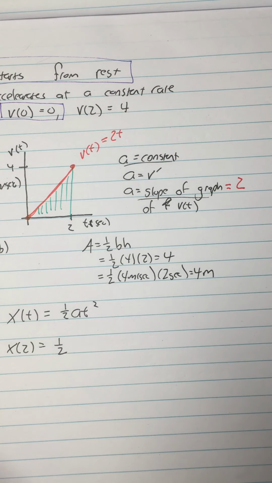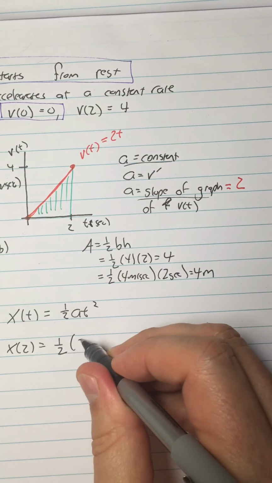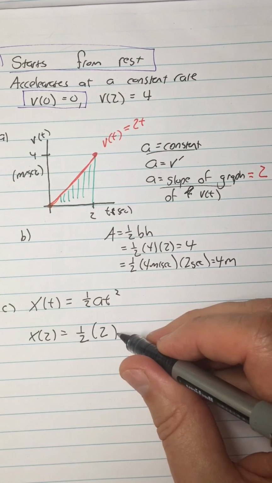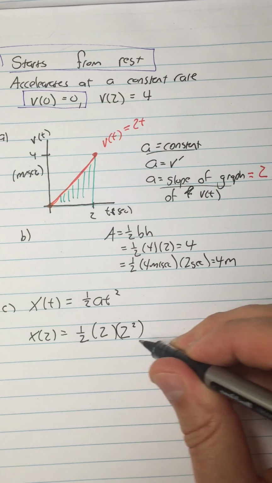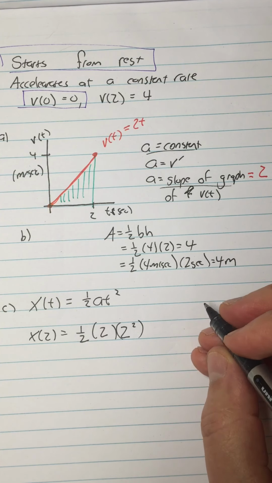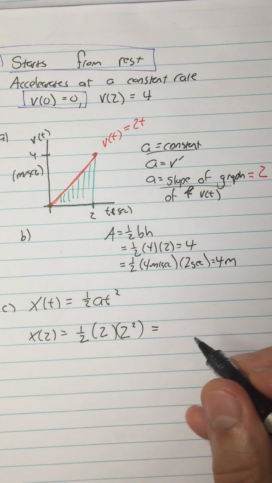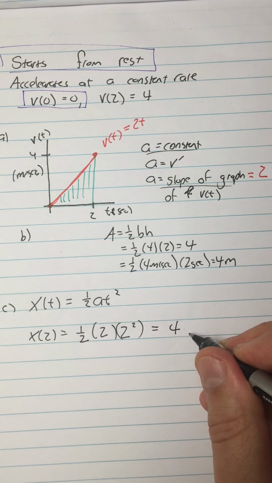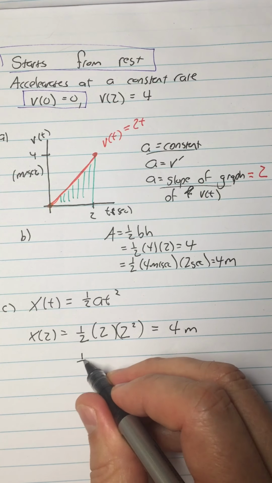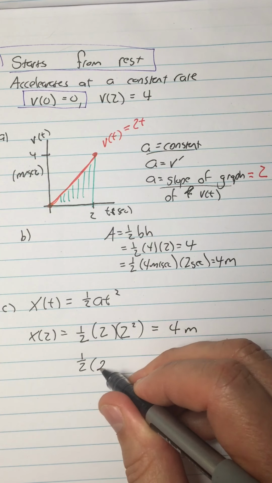All right, so that 2 is my acceleration, which I can put here. All right, and then I go times t squared. Time is 2, so times 2 squared, which turns out to be 4 meters. So I can put in the units again and look at this as being 1/2 times 2.